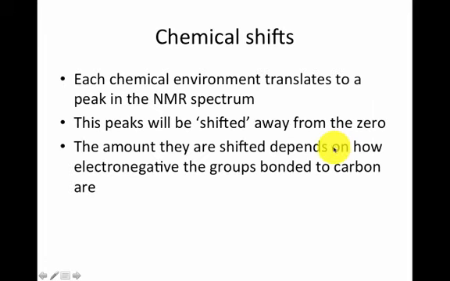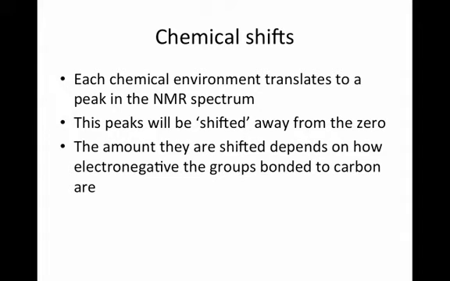Okay, so we've found out how many environments there are. The other piece of information is called the chemical shift. Each environment translates to one peak on our NMR spectrum. A spectrum is just like a long graph. We're going to look at some in a minute.